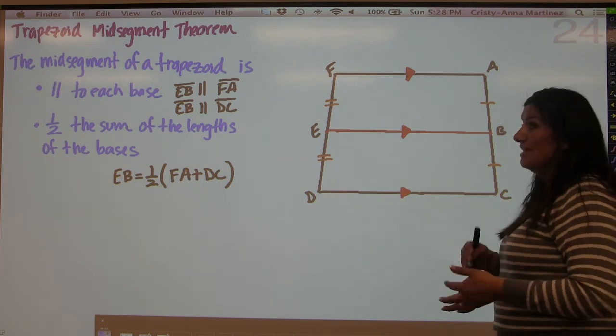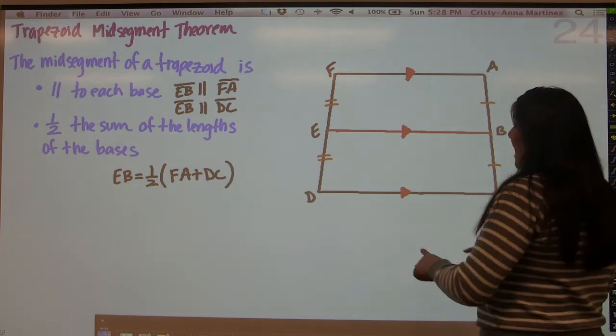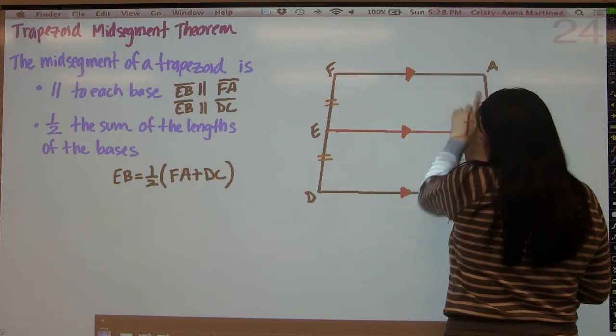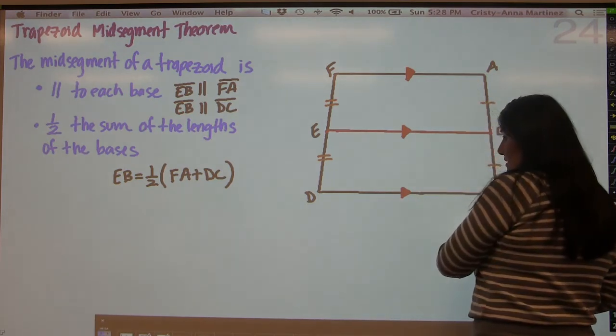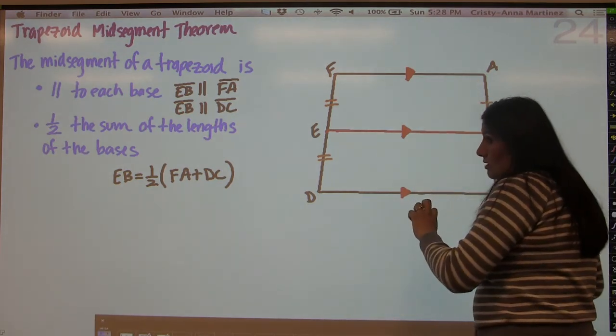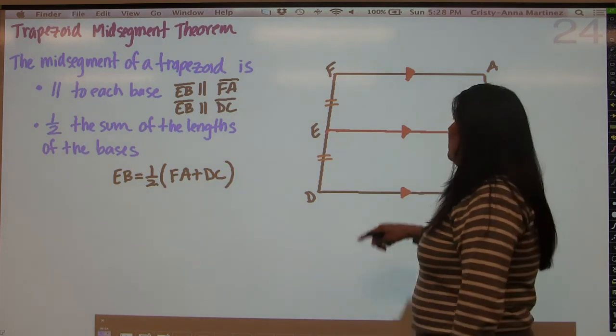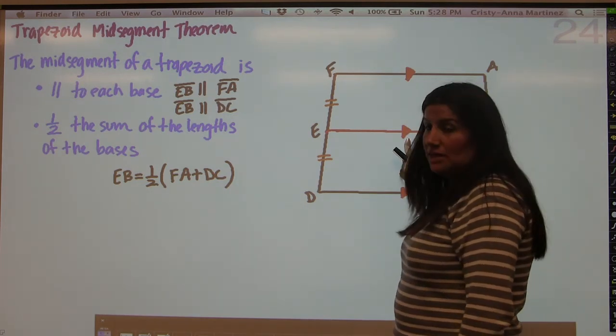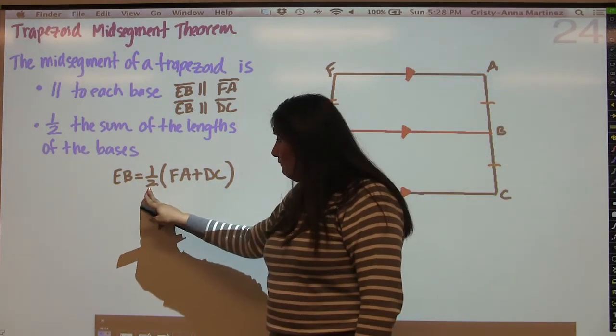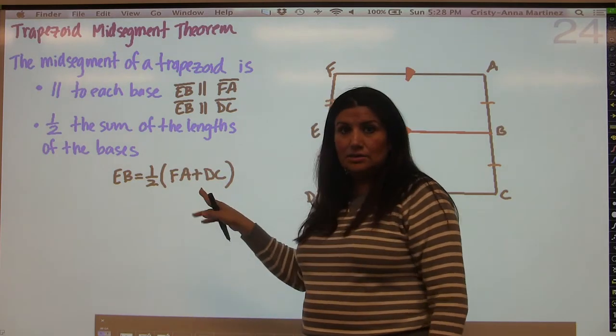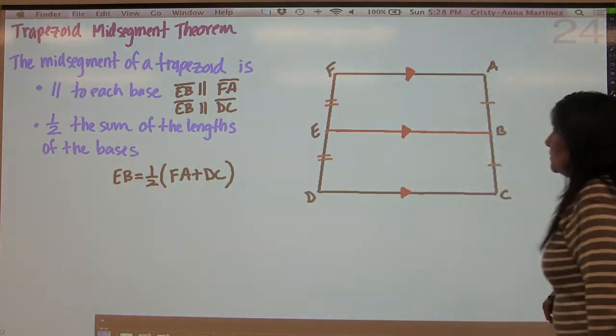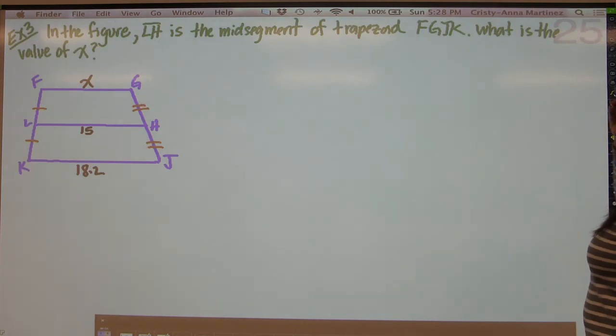What are you adding together? The lengths of the bases. So you're going to add FA and DC because those are the bases. You add those together, and half of that is the length of EB. So EB is half of FA plus DC. I hope that makes sense because we're going to use that information to do example 3.